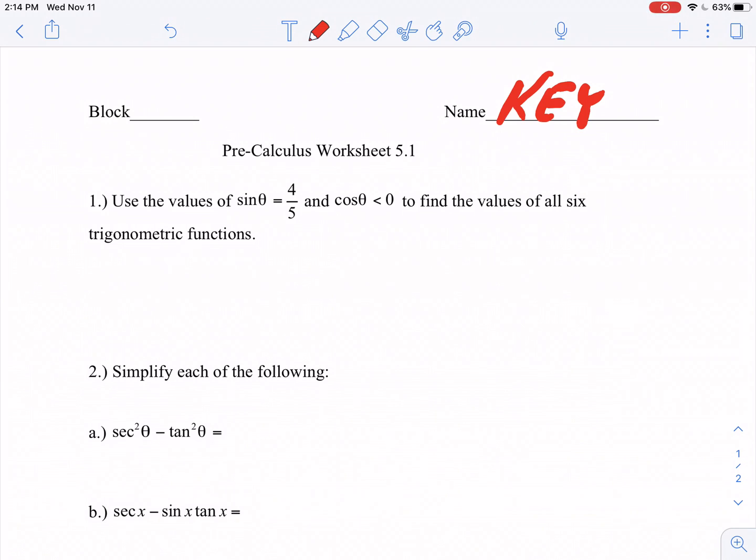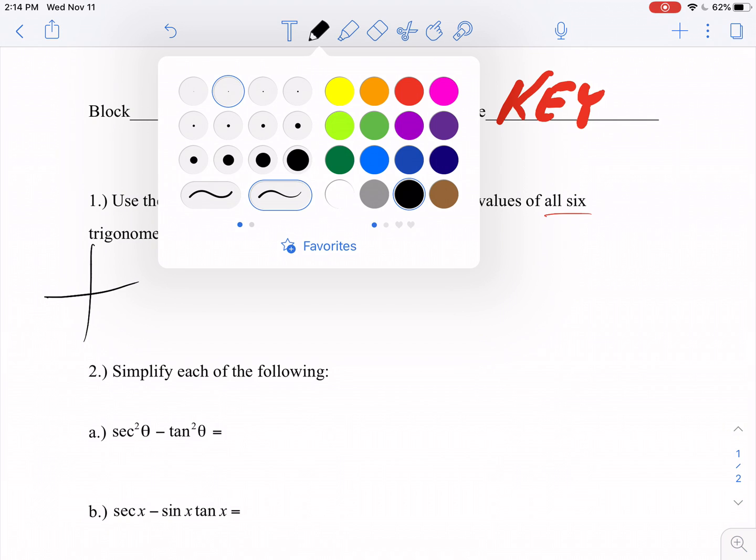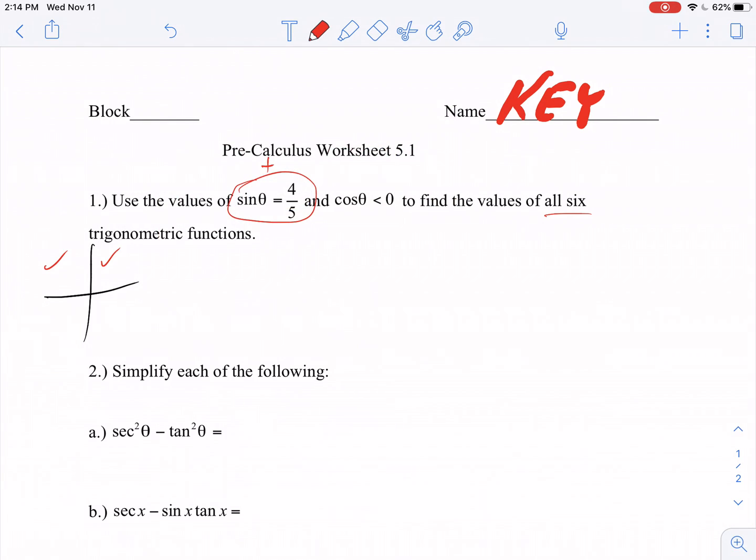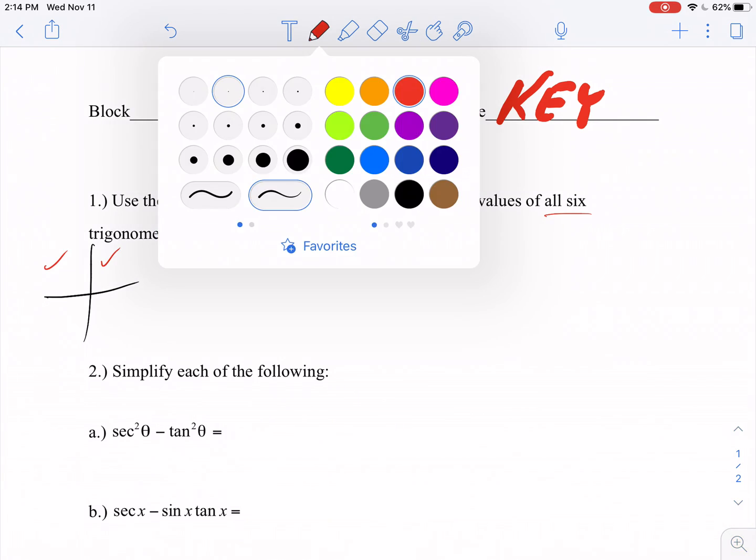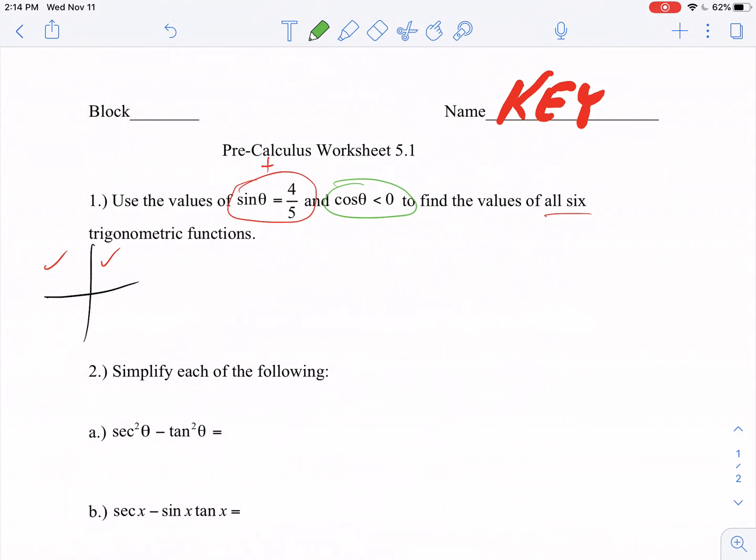This 5.1 worksheet key is just a couple problems for you to practice. So the first thing is they're asking us to find all 6 trig functions, and right now they're telling me that the sine is positive, and remember that sine is positive. It's my y value, so it's in the top 2 quadrants. And then this one right here is saying cosine is less than 0, which is negative. Cosine's your x, so it would be in those 2 quadrants.